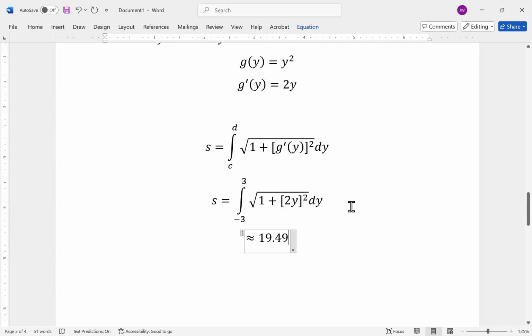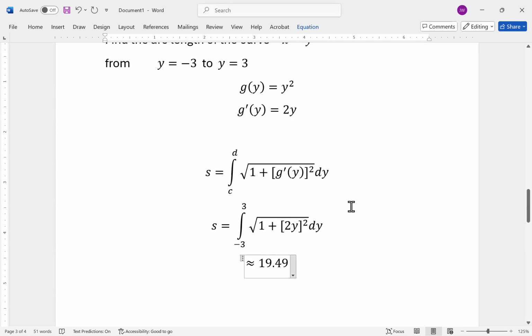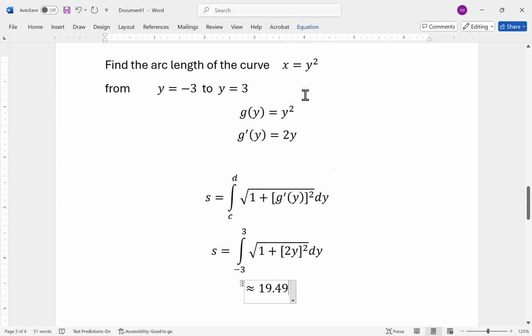Let's take a look at the drawing of that curve. Obviously, we're going to get a parabola. It's going to be pointing to the right. So pretty standard curve to deal with, but we'll just take a look at it and decide if that 19.49 makes sense.